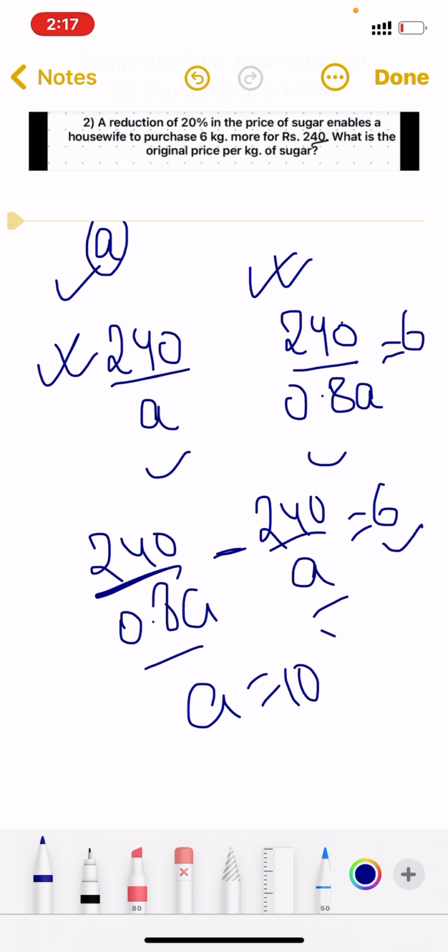Solving, we get A equals 10. You can solve it like this as well: take 240 common and shift it there, then you can solve. A will come out to be 10.